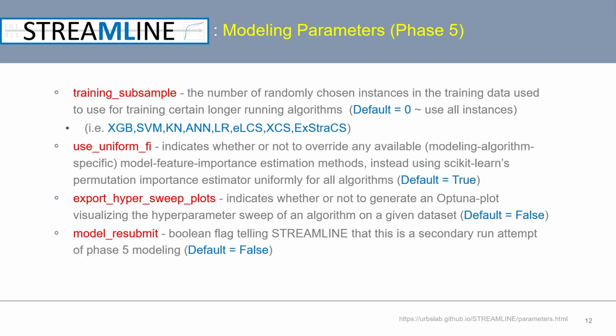Model resubmit is a parameter specific to using Streamline within a command line interface, and is a Boolean flag that tells Streamline that this is a secondary run attempt of Phase 5 modeling. This can be useful if a given algorithm run failed to complete and the user wishes to rerun unfinished modeling without rerunning the entire pipeline from scratch. This parameter is false by default.